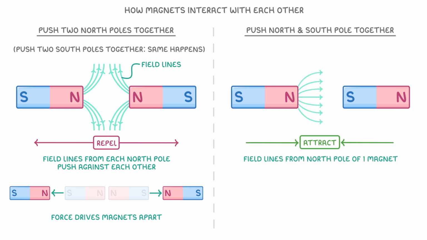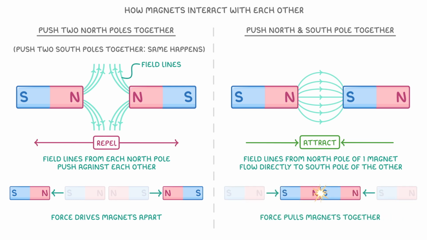This happens because the field lines from the north pole of one magnet flow directly to the south pole of the other, and the interaction of these magnetic fields creates a force that pulls the magnets together.